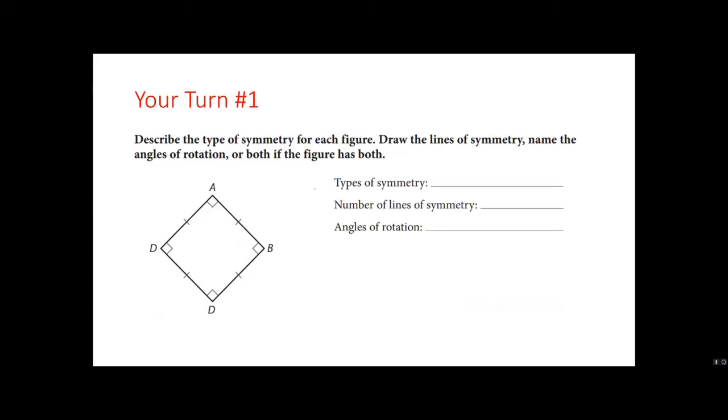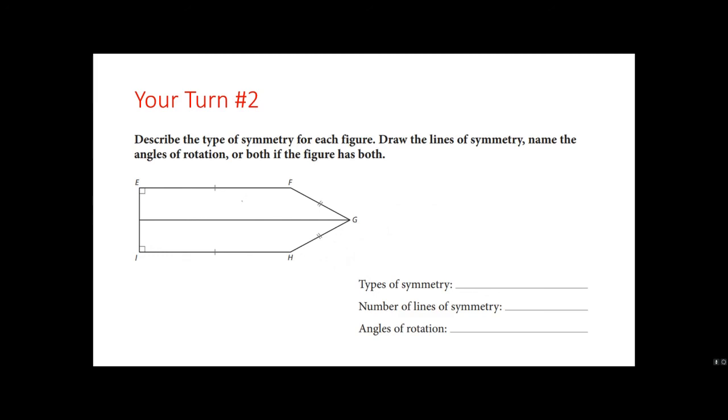All right, your turn number 4. So basically the same thing as my other examples. You have to find the types of symmetry. So again, do we have lines of symmetry? Do we have rotations? Both, none, either, maybe one of them. So try to figure out what they have. And give me the number of lines of symmetry if they have them, and give me the angles of rotation if they have them. Notice it says angles again, so we're talking about all the angles. So remember 360 divided by the number of lines, and that'll get you the angle of rotation, and then you just keep going until you get to 360. So you might have to list them out.